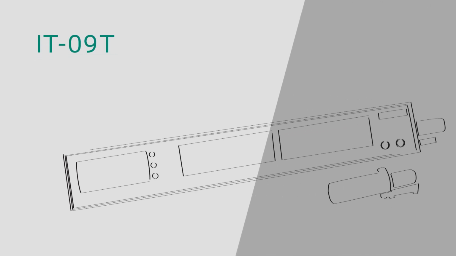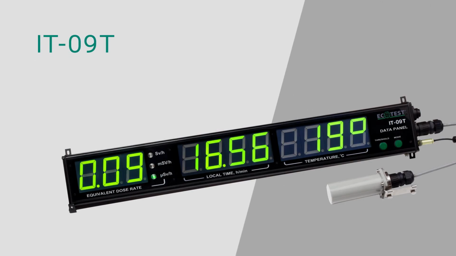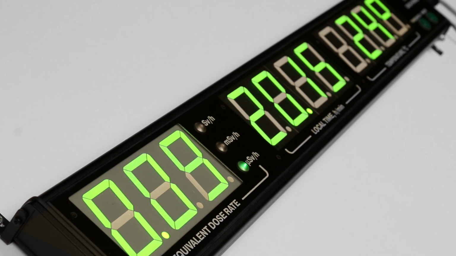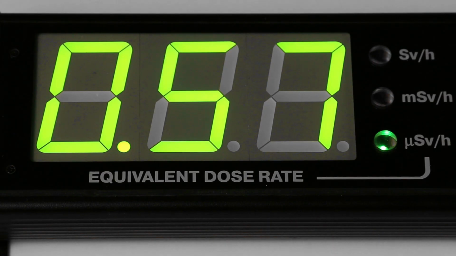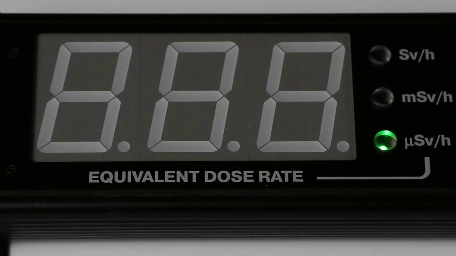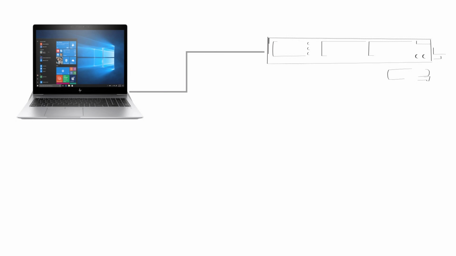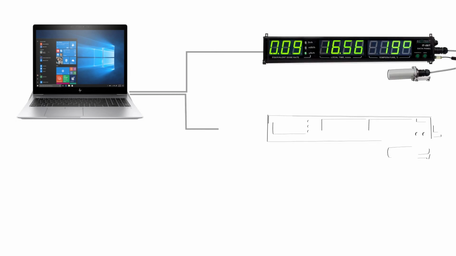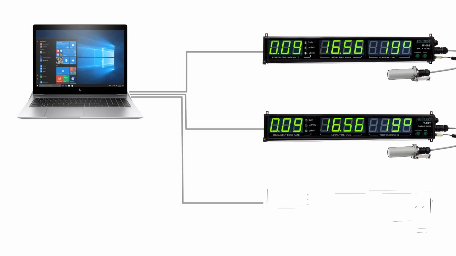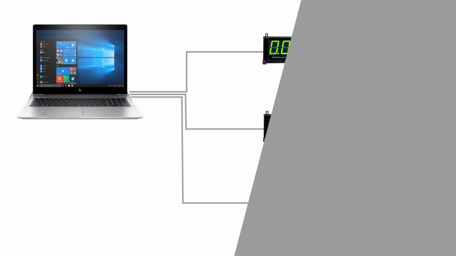Data panel IT-09T displays the dose rates of gamma radiation, real-time and temperature of the environment. Features a 24-hour continuous operation. The device is equipped with sound and visual alarms when threshold levels are exceeded. Using a computer, you can organize a global monitoring network for many facilities and transfer information to a remote server.